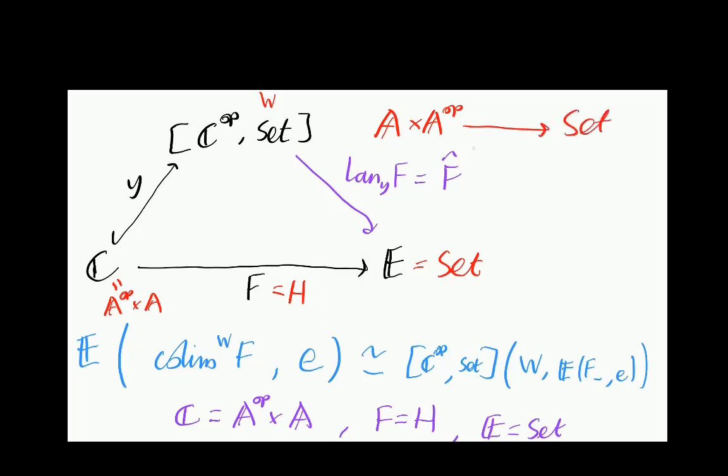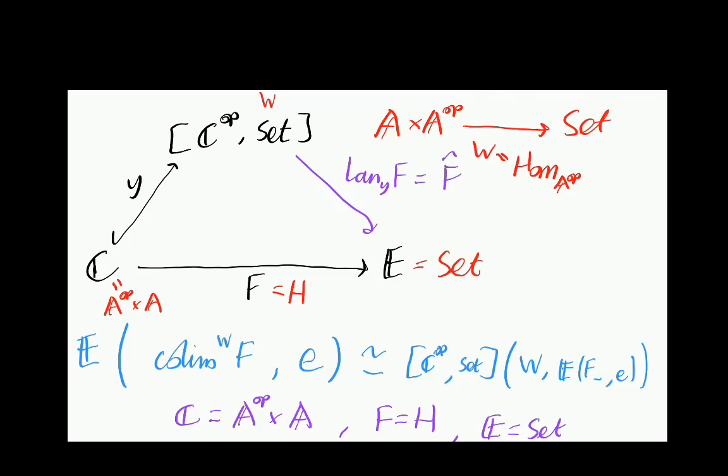So that's the form that W is going to have. We're going to consider the case where W is the Hom functor of A op. Okay, because the Hom functor of A is going to be a functor from A op times A to set. So the Hom functor of A op is going to have this kind of form here. And so we'll take that as our W.